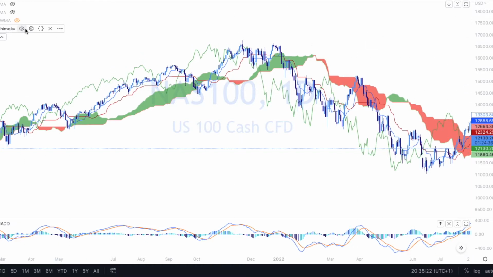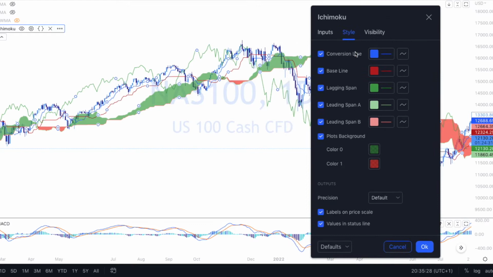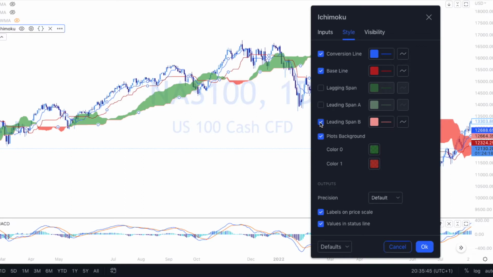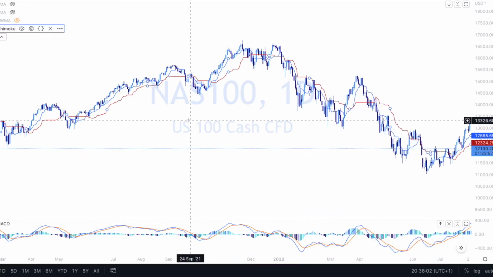So first things first, we're going to bring up the ICHIMOKU, right? And what we're going to do is we're going to use the conversion line and the baseline. That's what we're going to be making our decisions off, those and those alone, right? So the lagging span we don't want, we get rid of that. The leading span A, we get rid of that also. Leading span B, we're getting rid of that also, and the plots we're getting rid of. So we just got rid of all of that, right? Now the only thing that we have is the conversion line and the baseline. That's it. That's all we need, and that is all that we're going to use, right?